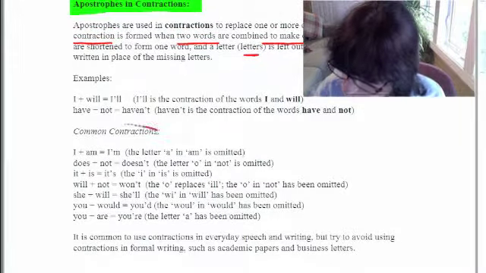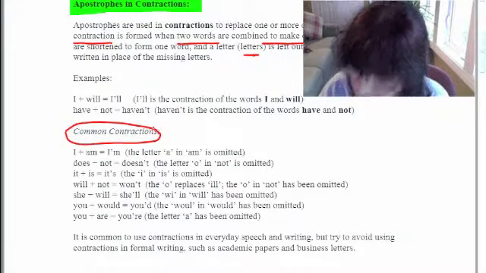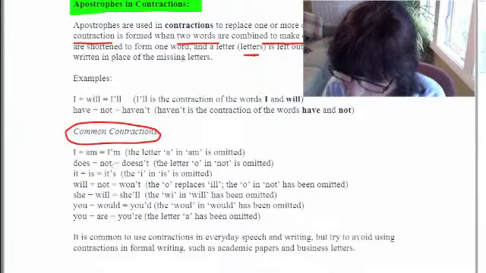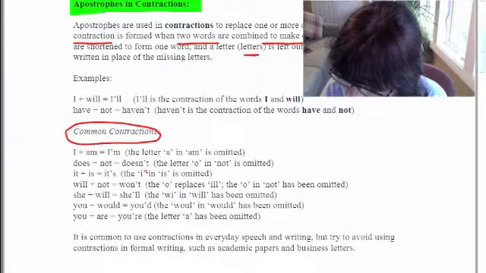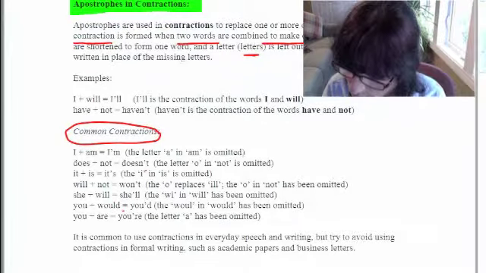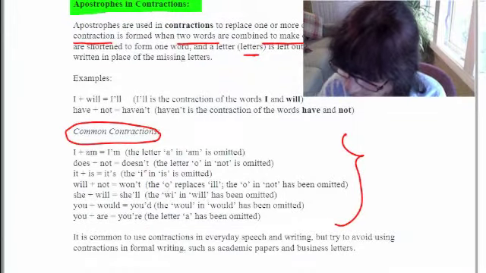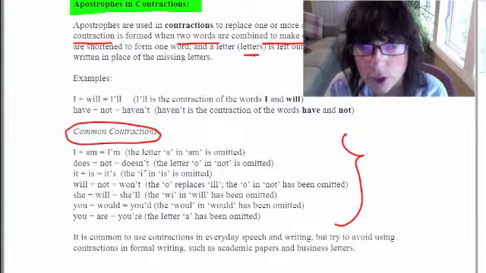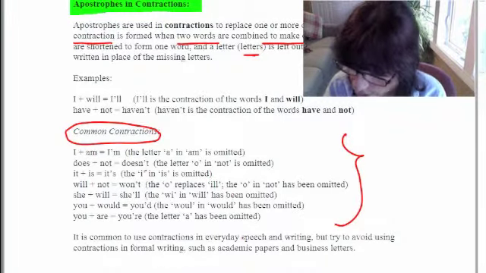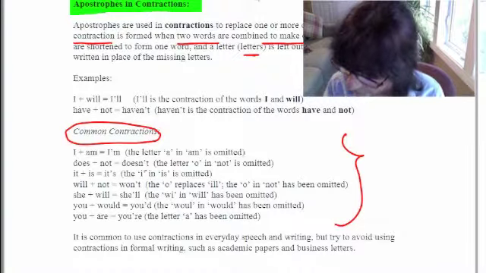Now I've written a list for you of some very common contractions and how you form these contractions. The first one is I plus am equals I'm, I apostrophe am. Does plus not equals doesn't, and note where the apostrophe is in each. It plus is equals it's. Will plus not is won't. She plus will is she'll. You plus would is you'd. And you plus are is you're. Now if you look very closely at this list, I have also included which letters are omitted in order to form the correct contraction. So please review this list carefully.